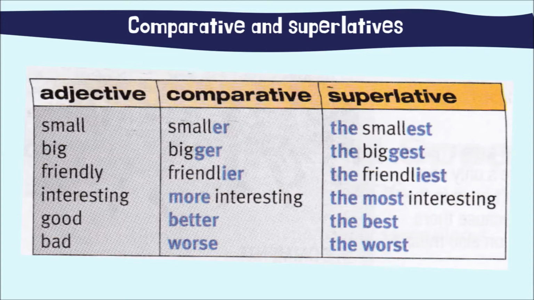Yang paling teruk. Kamu tengok dekat, look at the comparative and the superlative row. Comparative mostly dia akan ada ER dekat belakang. Smaller, bigger, friendlier. For superlative, kena ada the smallest. Ada EST dia tambah kat situ. The biggest, the friendliest, the most, the best, the worst. Make sure you have the word the at the beginning of the adjective.